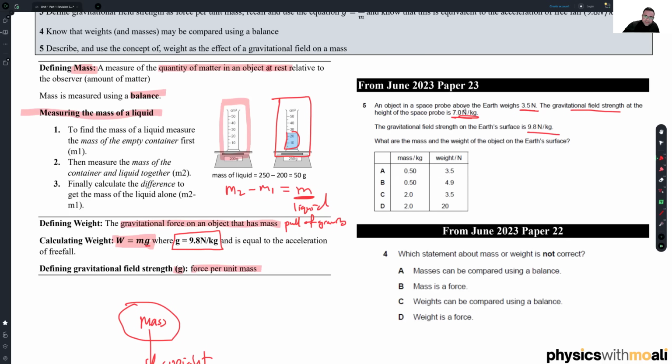What are the mass and the weight of the object on the Earth's surface? Hold on. These are two questions. Don't treat this like a multiple choice question. These are like two separate questions. Let's start with this. What is the mass? Okay, we have the weight and we have g in space. So first, m equals w over g, where w is 3.5 and g is 7. So I'll work that out.